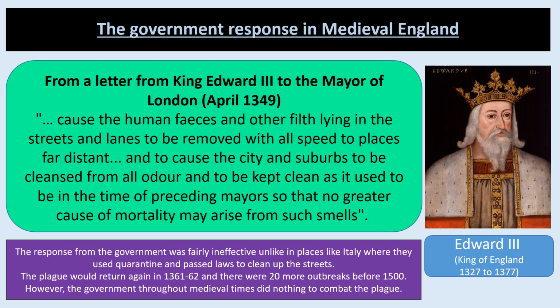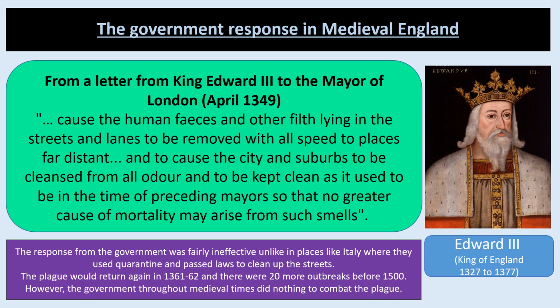Now, the government response was really limited. King Edward III, who was the King of England during the Black Death, wrote a letter in April 1349 to the Mayor of London, and it said in this letter, "Cause the human feces and other filth lying in the streets and lanes to be removed with all speed to places far distant, and to cause the city and suburbs to be cleansed from all odour and to be kept clean as it used to be in the time of preceding mayors, so that no greater cause of mortality may arise from such smells."